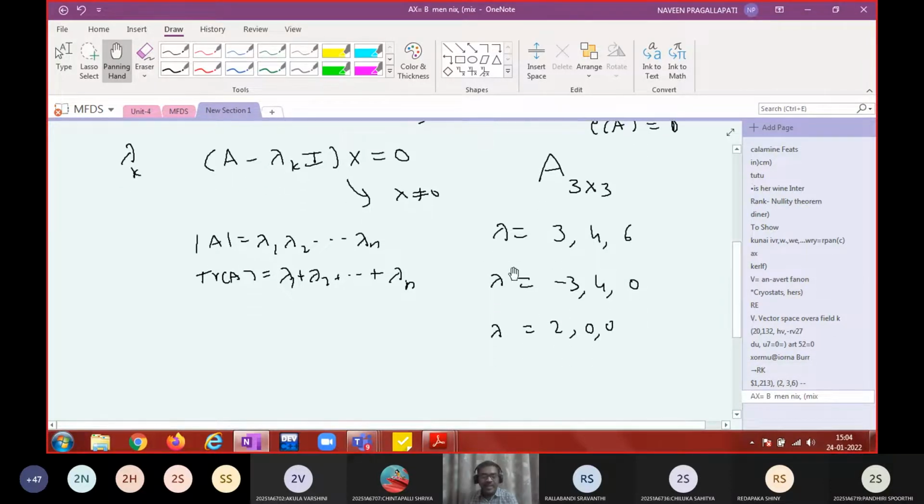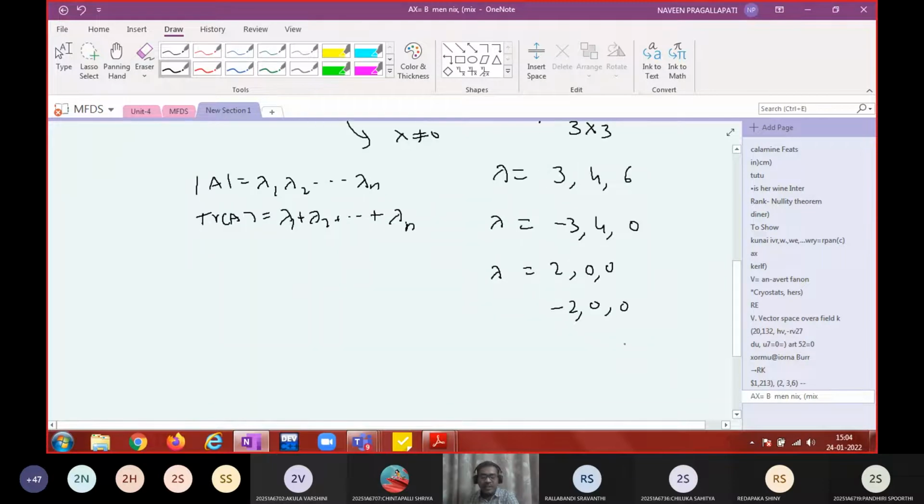And this can be classified as positive definite or semi-positive definite, depending upon whether all the eigenvalues are positive or only some of the eigenvalues are positive. In this case, this is called positive definite. In this case, this is called semi-positive definite. And instead of this, if you have -2, 0, 0, this is called semi-negative definite. If you get -3, -4, -6, this is called negative definite. And if some eigenvalues are positive and some are negative, that is called indefinite.